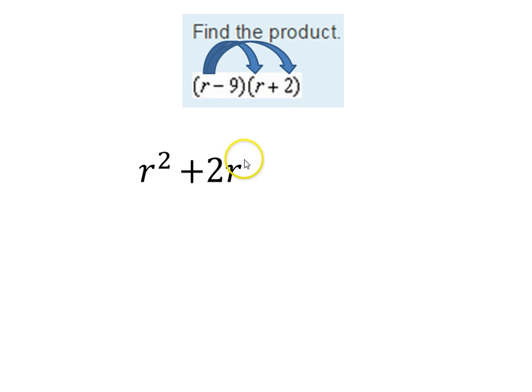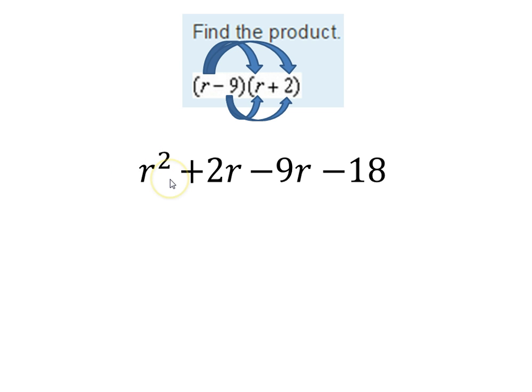Now I'm done distributing the r, and now I'm going to distribute this -9. So the same exact process, but now I'm going to multiply all of the terms in the second binomial by -9. So now I'm going to do -9 times r, which is -9r. And then I'm going to do -9 times 2, which is -18, because a positive times a negative is a negative number. Now I've done that multiplication, the parentheses are gone.